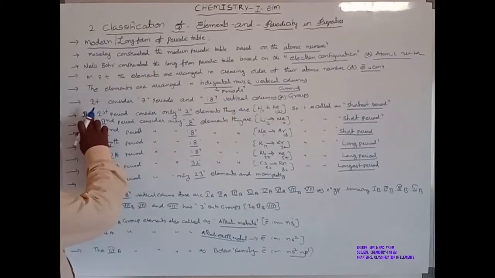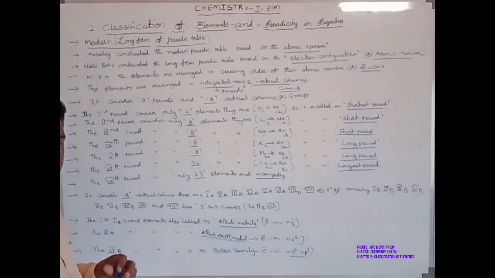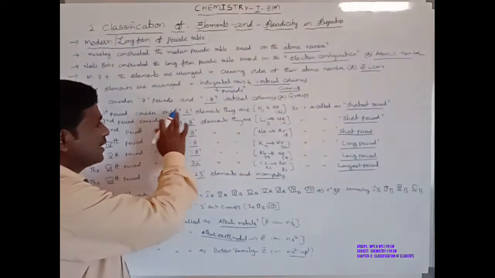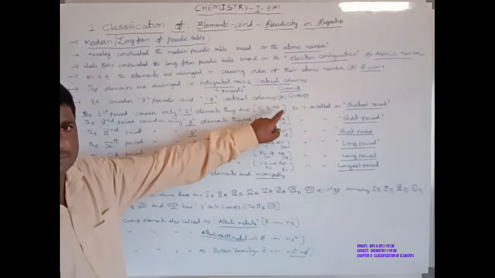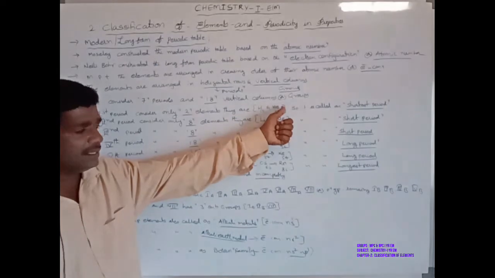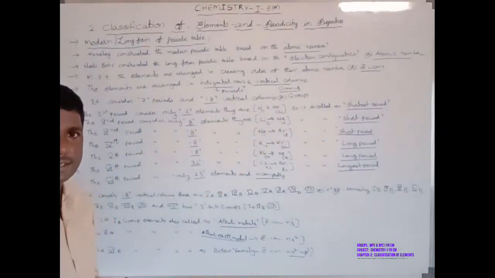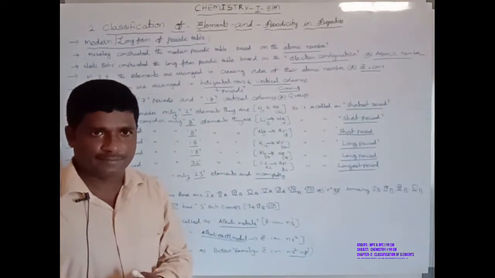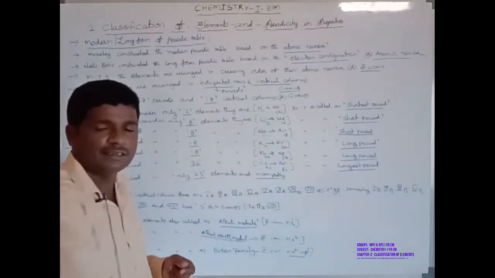In the modern periodic table, the first period consists of only 2 elements. The 2 elements are hydrogen and helium. So it is also called the shortest period. The first period is called the shortest period because it consists of only 2 elements, hydrogen and helium.